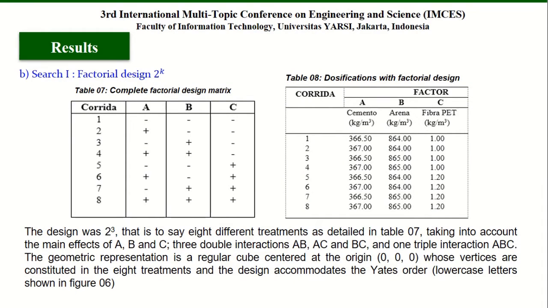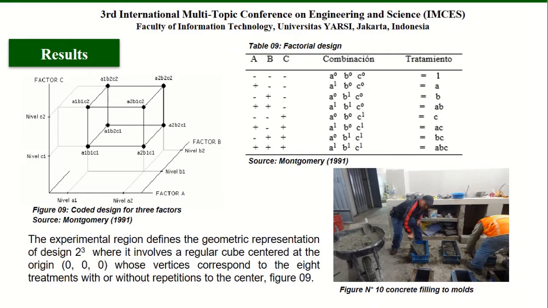The factorial design 2 to the power k: we have the complete factorial design matrix with the ABC components and the dosification with factorial design. That is to say, the different treatments are detailed, taking into account the main effects of A, B, and C, 3 double interactions, AB, AC, and BC, and 1 triple interaction. The experimental region defines the geometric representation of designs, which involves a regular cube centered at the origin, whose vertices correspond to the 8 treatments with or without repetitions.